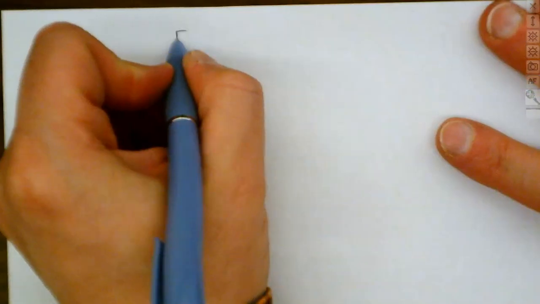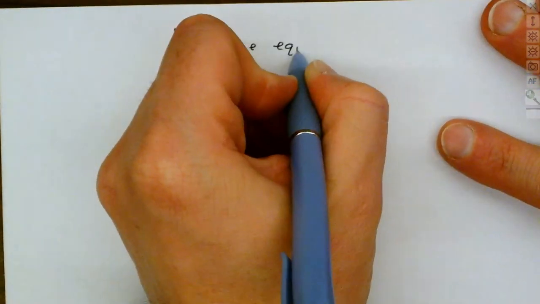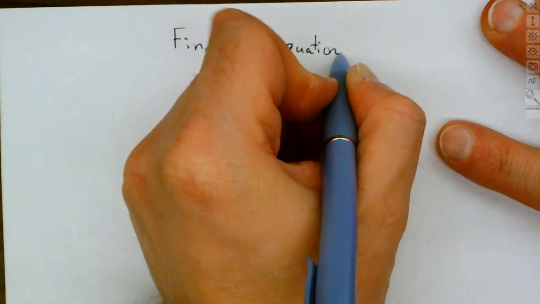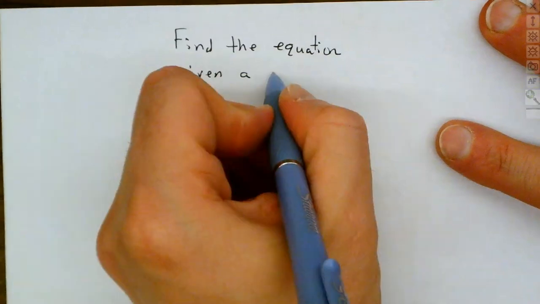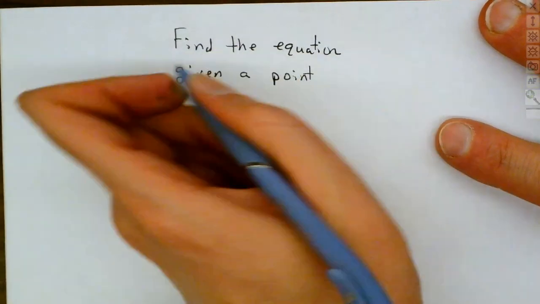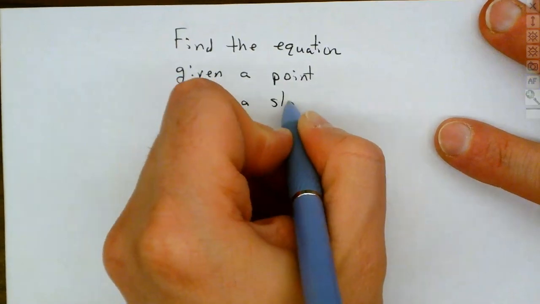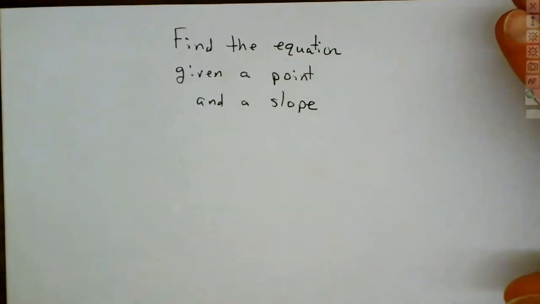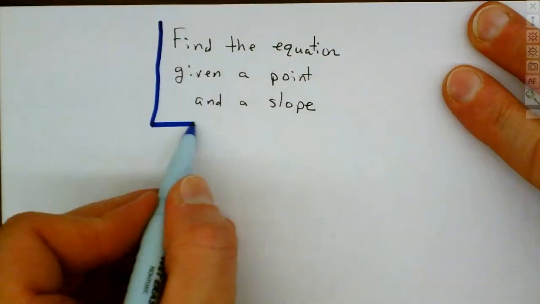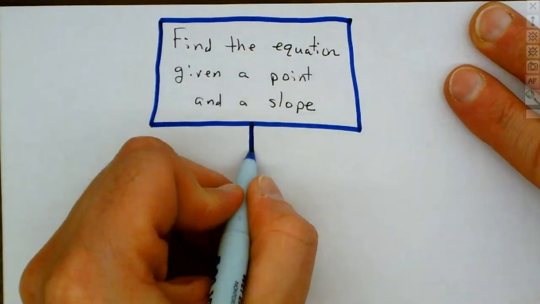This is like a recipe. We follow it. So we want to find the equation given a point and a slope. So that's what we're going to be doing. Okay, we're going to find the equation when you're given a point and a slope. So this is what we want to do, and we just follow it.